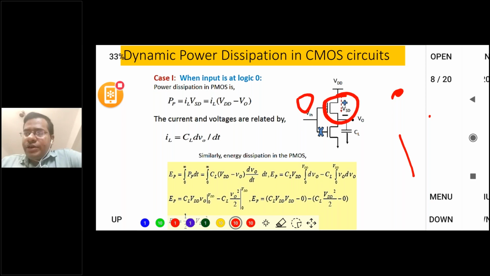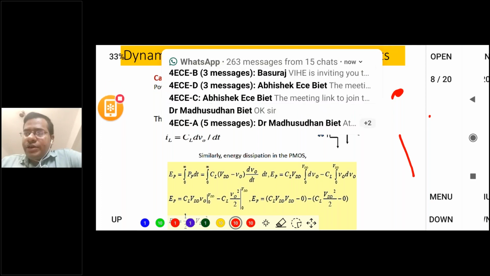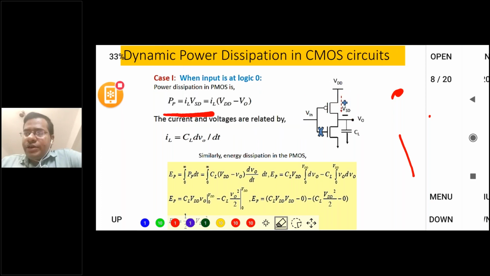Now here we know the equation, P is equal to V into I. What is the current here? If this transistor is on, current flows here. Suppose that is the IL current. This current flows from VDD to V0. This is a path, and in this path your current flows.